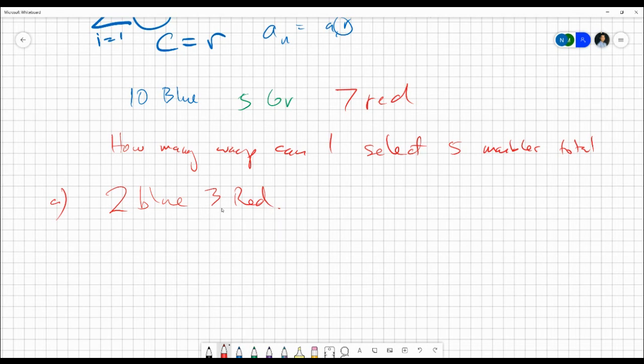I need to select 5 marbles total. Can you repeat part A with the 2 blue, 3 red? What does that mean? I want exactly 2 blue and exactly 3 red marbles. That makes 5, right? So how many ways can I choose to get 2 blue and 3 red? We will talk about the probability of you choosing 2 blue and 3 red, but we won't do that here. How many different ways?